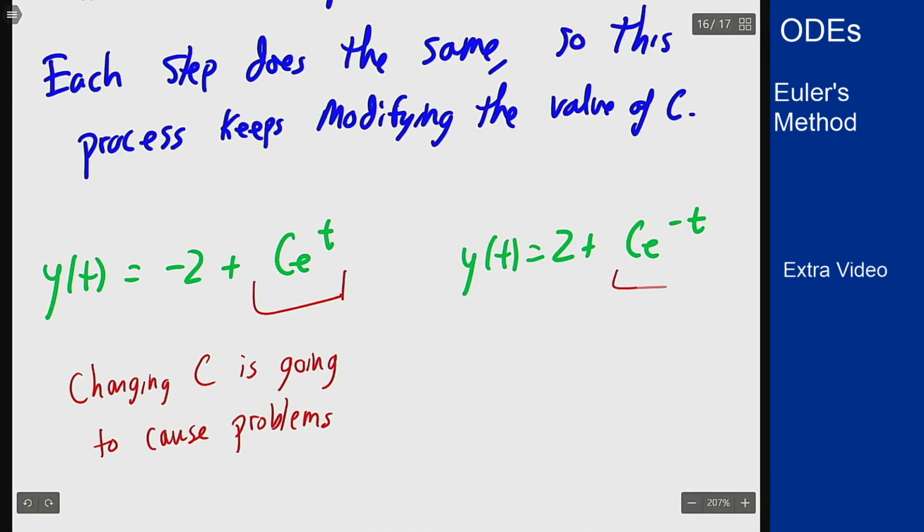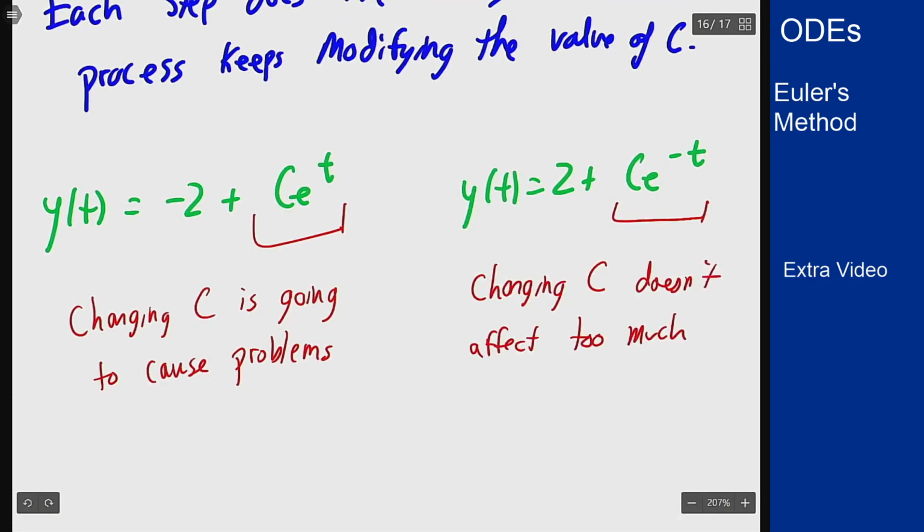However, for the second example, this is multiplying by e to the minus t, and that's getting smaller. So here, if I'm off on my value of c, it's not really going to affect too much, because the part that c is affecting goes away. It's not really going to affect the solution that I get as I go forward, because that part's going to vanish. I'm just going to approach 2 anyway. So even though we have less of a guarantee of how close we can be to the actual solution at that point, because we have a stable solution that's funneling in towards a value, we're still going to be close no matter what we do with Euler's method.